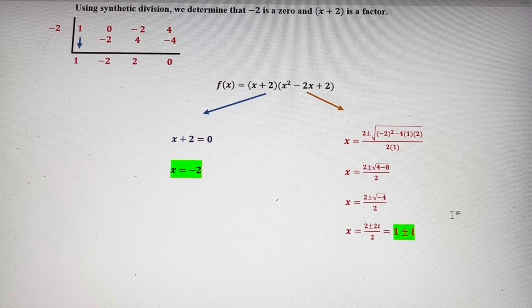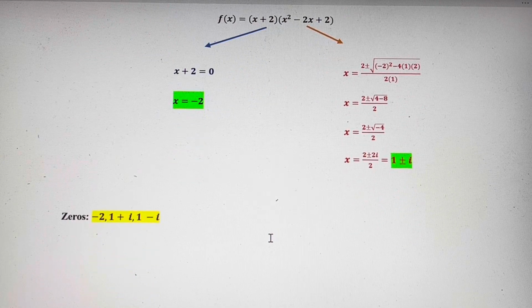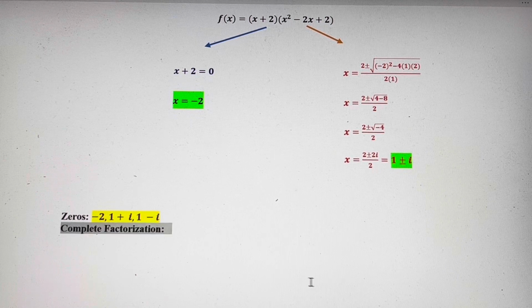Okay, remember we said we were going to have 3 zeros. We have 1 real zero, and we have 2 complex zeros. So they are negative 2, 1 plus i, and 1 minus i. Okay, now we want to do a complete factorization using our zeros here.